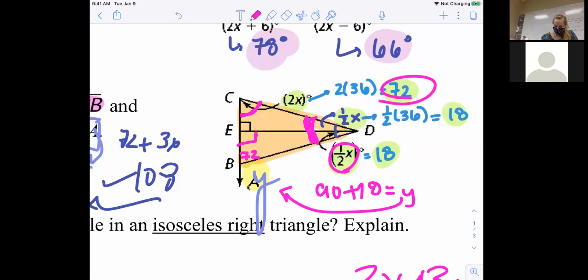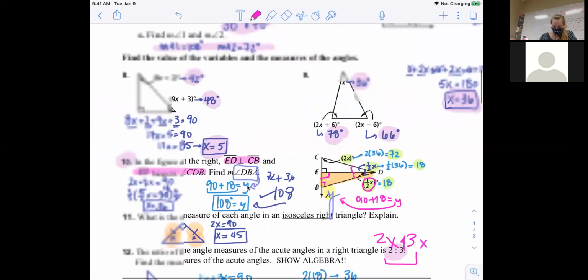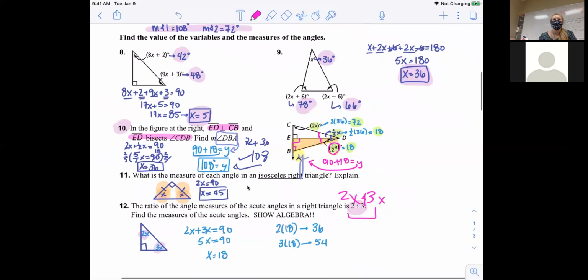All right, let me get rid of some of that nonsense before next period. That's good enough. All right, we have 2 more to look at. Are we ready to move on?